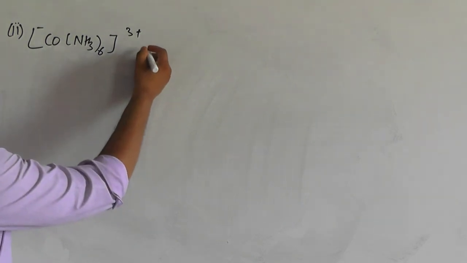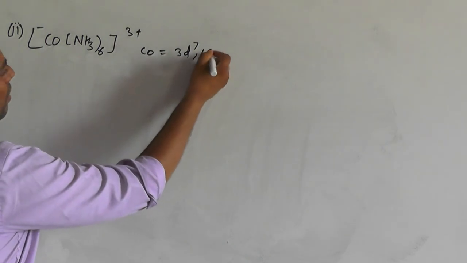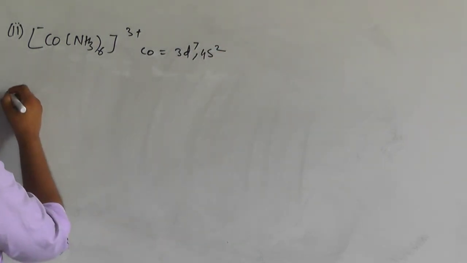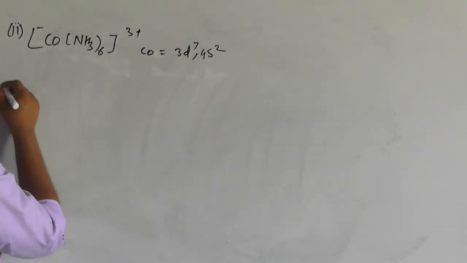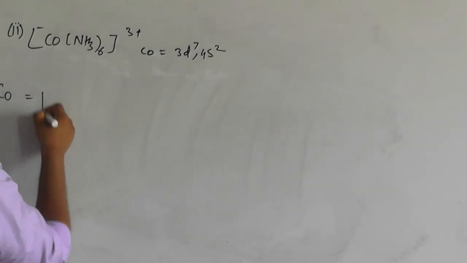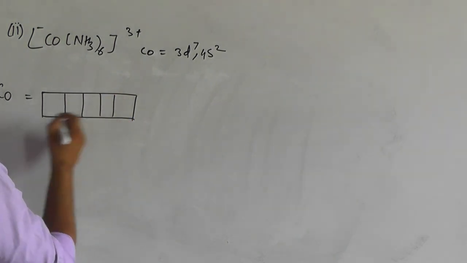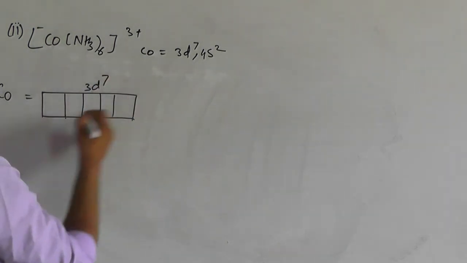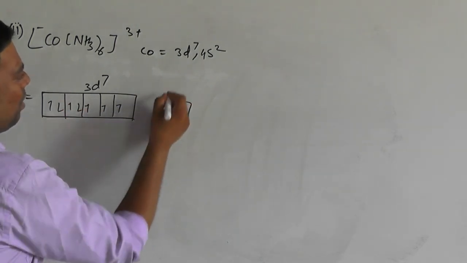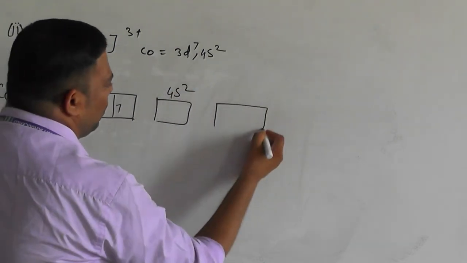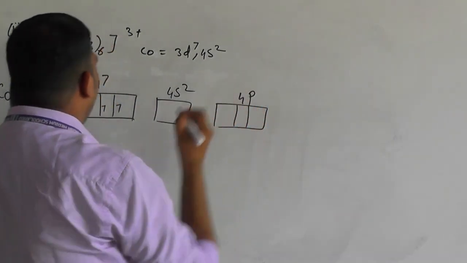Now, what will be the electronic configuration of cobalt? Atomic number 27, 3d7 4s2. What will be the charge on this cobalt? Plus 3. So normal cobalt is like this: 3d7, 1 2 3 4 5 6 7, then 4s2, and you can mention 4p empty.